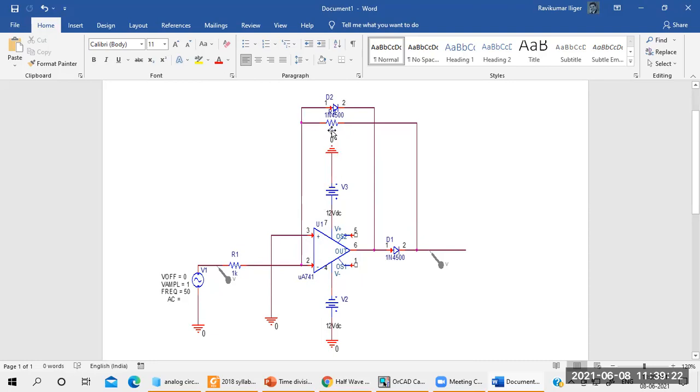Pin number 2 is connected by using the resistance. Again, you take one more diode here, in between the op amp and the input terminal, so that it connects the output across the diode. Understood? This is the complete circuit.